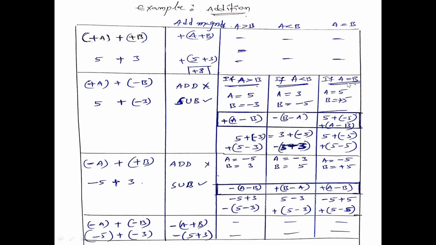Next, third case, if A is equal to B. Let us take both values are equal. That means A is equal to plus 5, B is equal to minus 5. So here plus 5, the middle operation is plus, and the next B value is equal to minus 5. That means 5 plus minus 5. The operation is 5 minus 5.